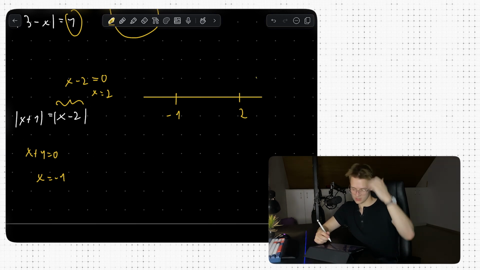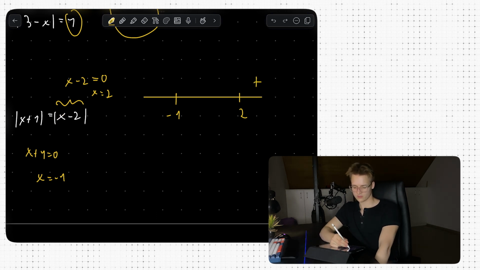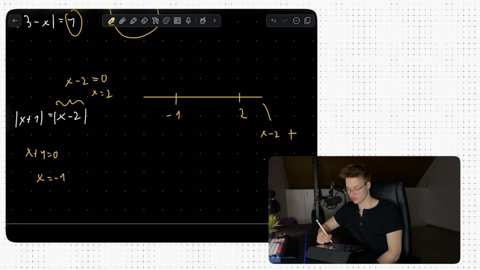Okay, so if x is going to be more than 2, so here, then we're going to have, for example, 3 minus 2, it's going to be positive, okay? So in this case, x minus 2 is positive, and x plus 1, so for example, 3 plus 1, is also going to be positive. X plus 1 is also going to be positive.